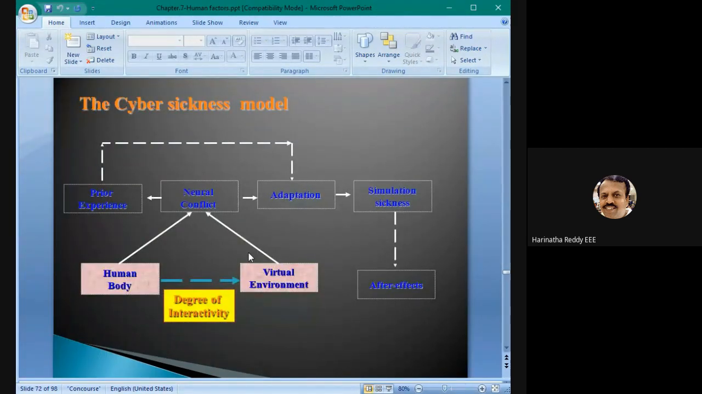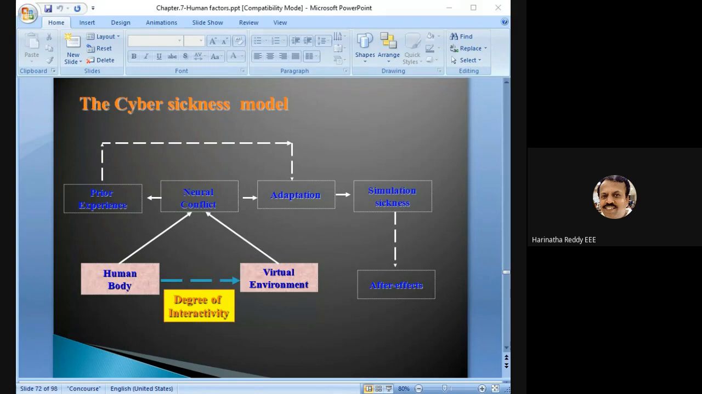Now, one more factor is very important, especially in cyber sickness, and that is between the user, that is the human body, and the virtual environment. This particular degree of interactivity is a factor. Is it clear? And it is expressed as the user's navigation techniques. What type of technique the user is using is also one important factor.